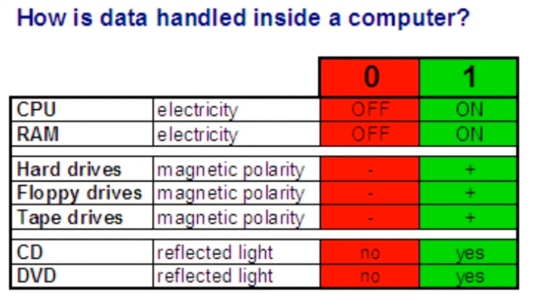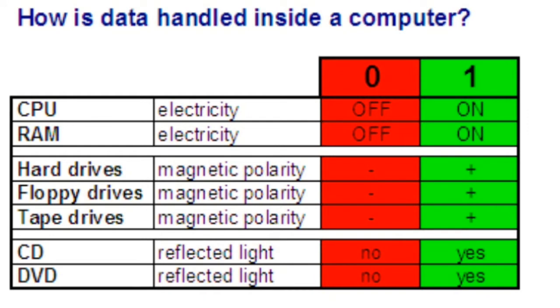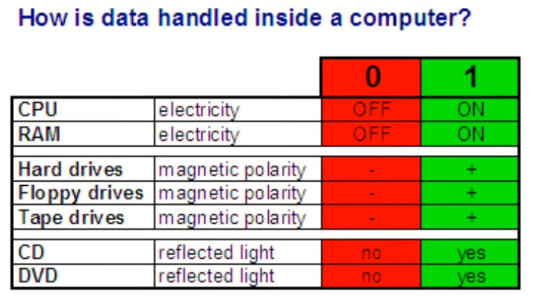Well, it depends on the piece of hardware that you're talking about. For example, inside the CPU and RAM, data is represented by the flow of electricity using a series of microswitches known as transistors. In the on position, electricity flows through and it represents a 1. In the off position, electricity is not allowed to flow through the microswitch and it represents a 0.